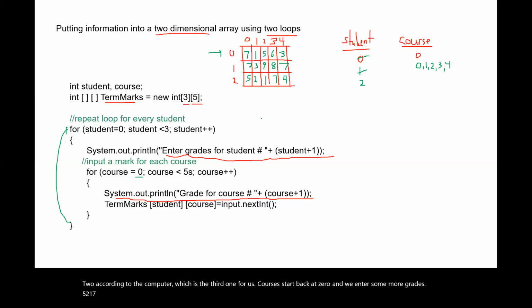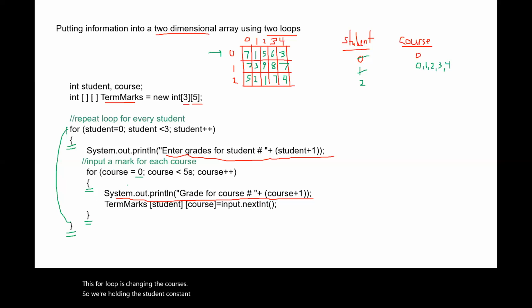So in terms of the programming, make sure it's a loop within a loop. This for loop is changing the student. This for loop is changing the courses. So we're holding the student constant, entering 5 course marks, and then moving on to the next student. So a loop within a loop, make sure you know which bracket ends which for loop. A 2-dimensional array uses 2 loops. If we did 3 dimensions, we'd have 3 loops.